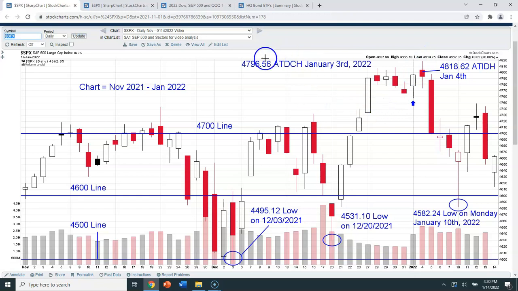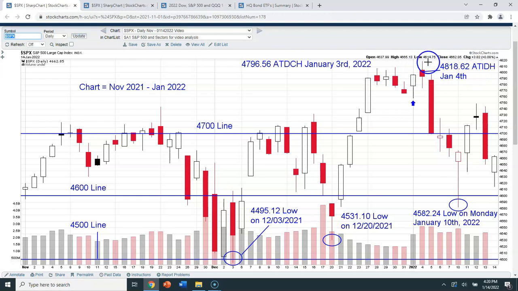And with that said, just before we move on to the next chart, the all-time daily closing high so far on the S&P 500 is right here. Now, we can clearly see we've had some trading above that level, and we'll talk about that here in just a minute. But the all-time daily closing high so far on the S&P 500 is 4796.56 on January 3rd. And then the very next day, we hit our all-time intraday high, ATIDH. I just abbreviated that.